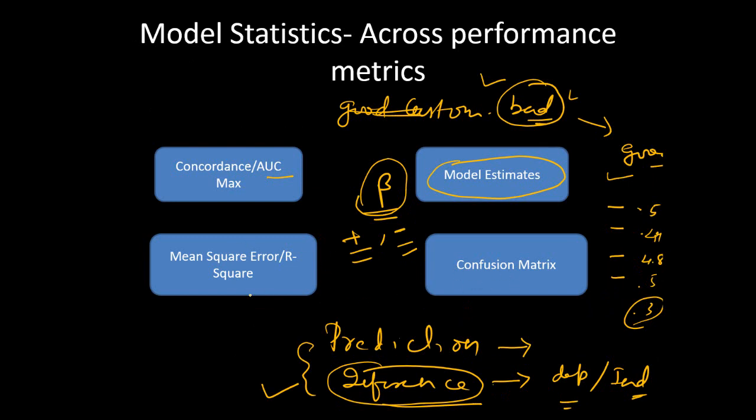And you can also, of course, use a number of other metrics like mean square error if you're using regression, or confusion matrix, and we'll talk about confusion matrix in another video, if you're using classification like logistic regression or discriminant analysis.